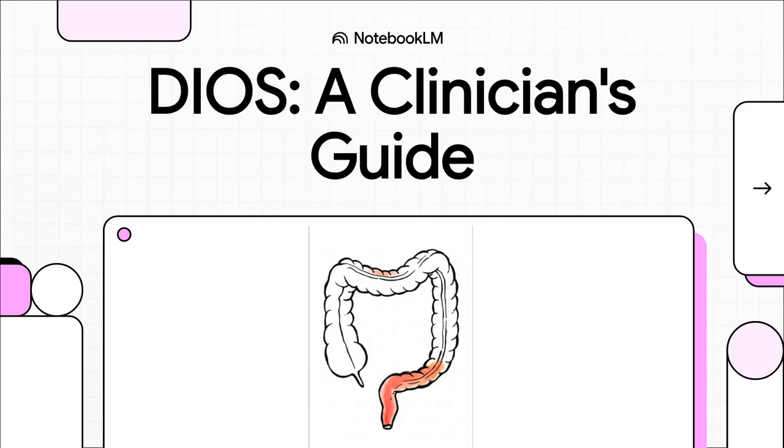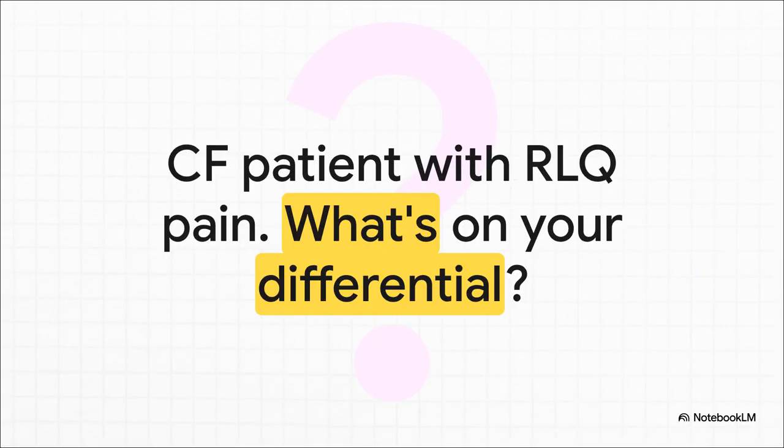Hey everyone, and welcome. If you're a clinician in training, you've probably had it drilled into you that cystic fibrosis is all about the lungs. But its reach goes way deeper, especially into the gastrointestinal tract, and that's where things can get really tricky. Today, we're going to unpack one of the biggest GI challenges in CF, Distal Intestinal Obstruction Syndrome, or as you'll hear it called, DIOS.